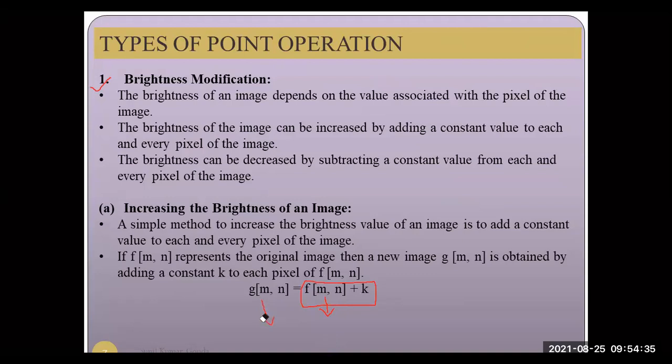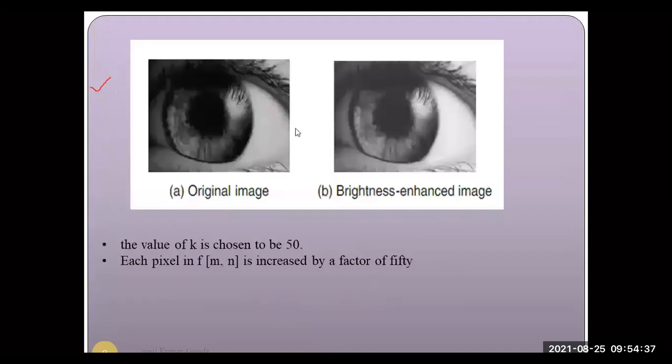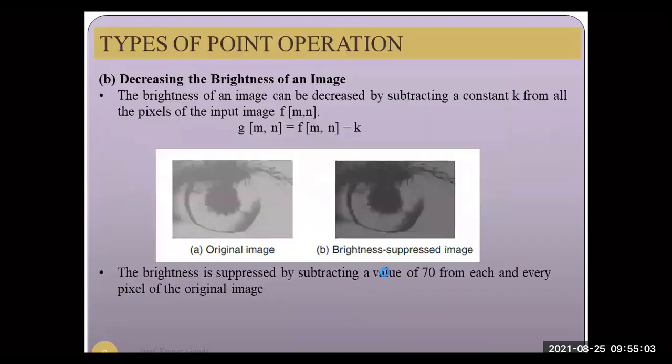This example we have already seen in the previous class. This is my original image. If I add a constant value of 50 to each pixel value, we get an enhanced image that is represented in this manner. Fine. So till now we have discussed this in the previous class. Today we will further continue.